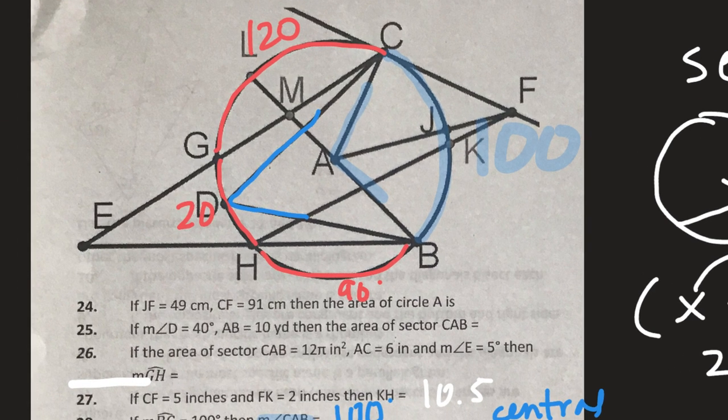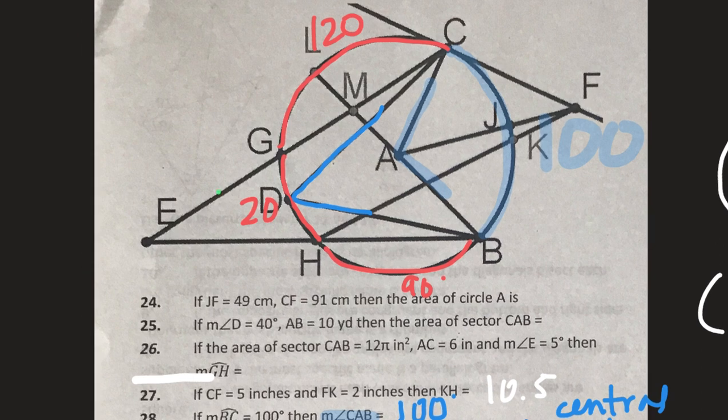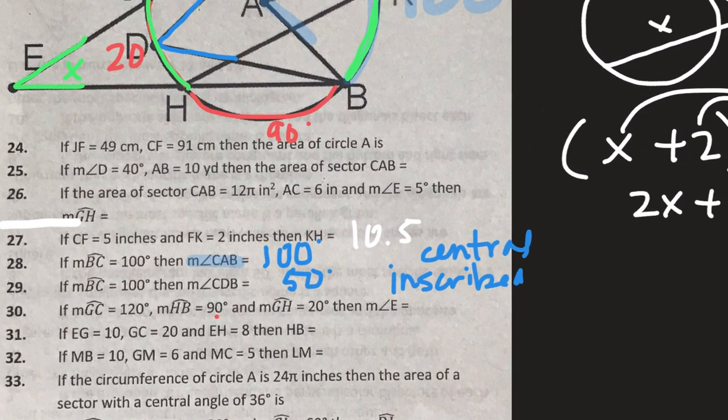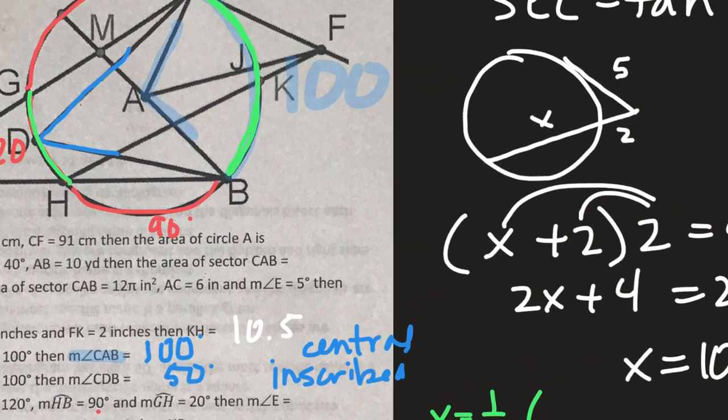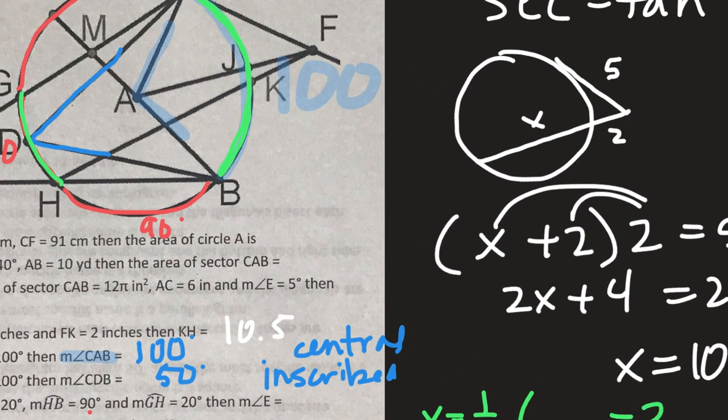Then what's the measure of angle E? Okay, so angle E is an exterior angle like we had in the previous video. In order to find angle E, I need to know what is the arc of CB, right? Because this is your big arc, 20 is your little arc. So we can set up the equation x equals half of the big arc, which we don't know right now, minus the little arc, which is 20.